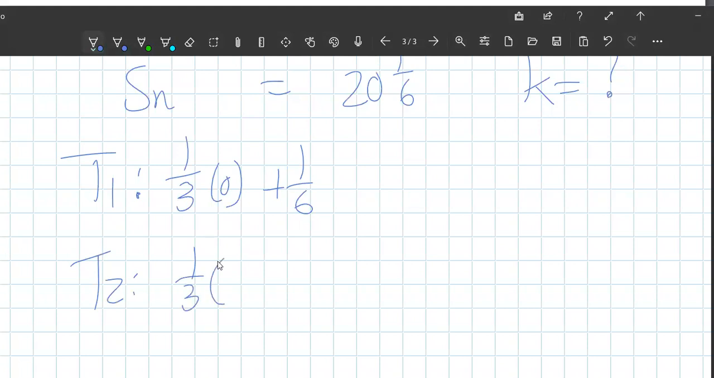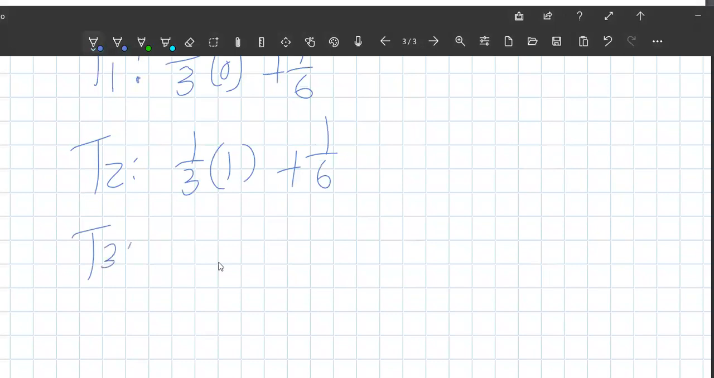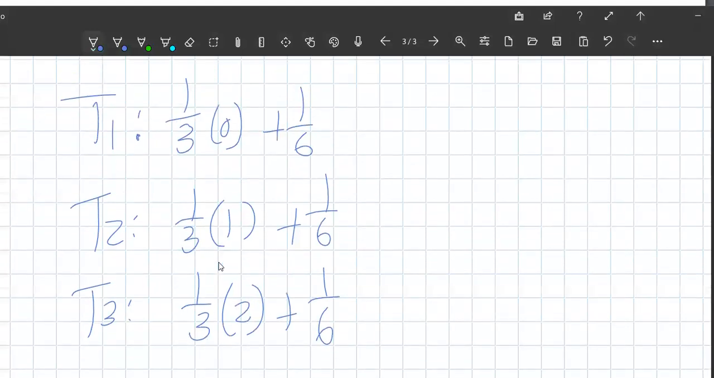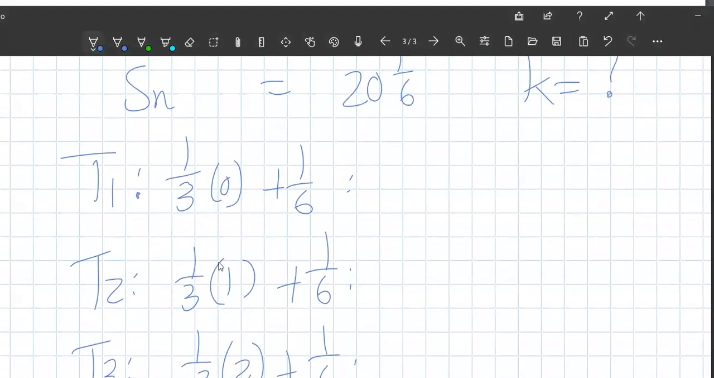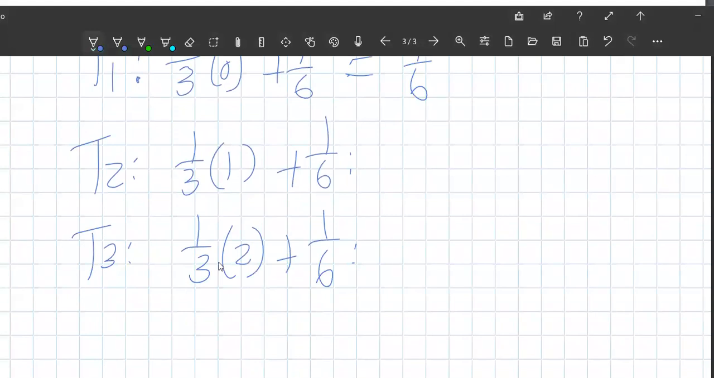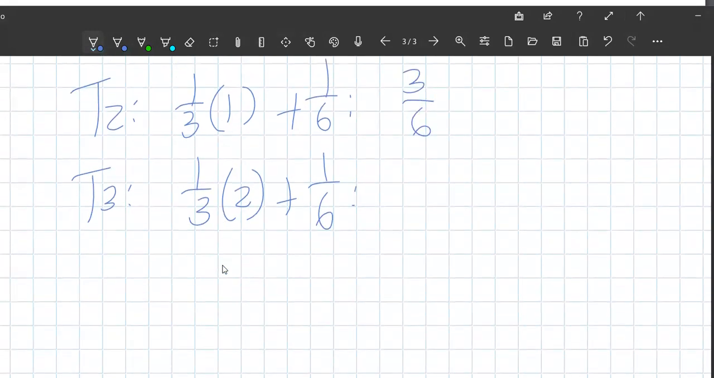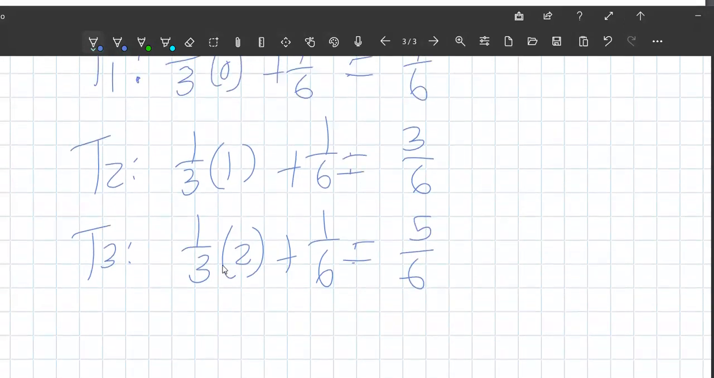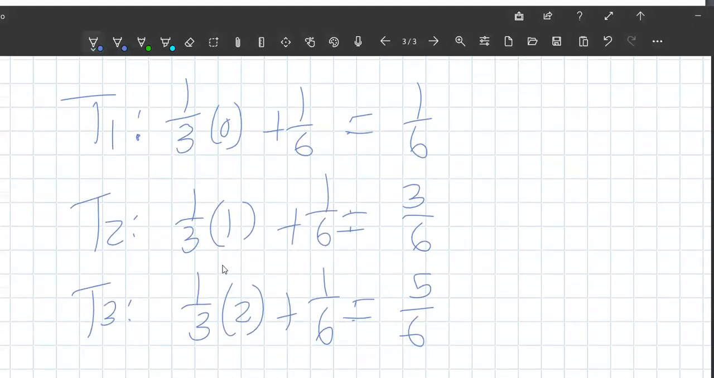T2, 1 over 3, you just keep counting up. And T3, so 0, 1, 2, the first 3 terms. A little bit of calculator work. Anything times 0 is 0, so this one is just equal to a 1/6. This is 1 over 3 plus 1 over 6, so it would be 2 over 6 plus 1 over 6, so 3 over 6. This one is 2 over 3, which would be 4 over 6, so it would be 5 over 6. We have 3 terms: 1 over 6, 3 over 6, 5 over 6.